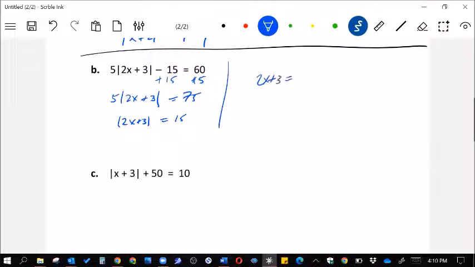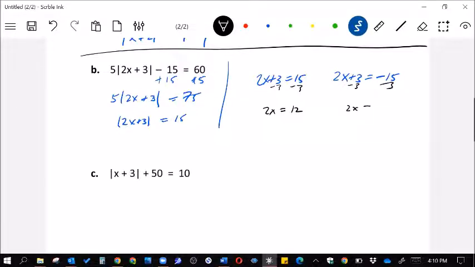2x plus 3 is equal to 15. And notice I don't use the absolute value bars when I do the two cases, either one of them, because the purpose of it is to split it into two like this. All right, so I'm going to subtract the 3. I'll subtract it here too, so I get 2x equals 12. And here I get 2x equals negative 18. Okay, so we get x is equal to negative 9 and 6. And if you put that back in, you'll find that both of those will work.